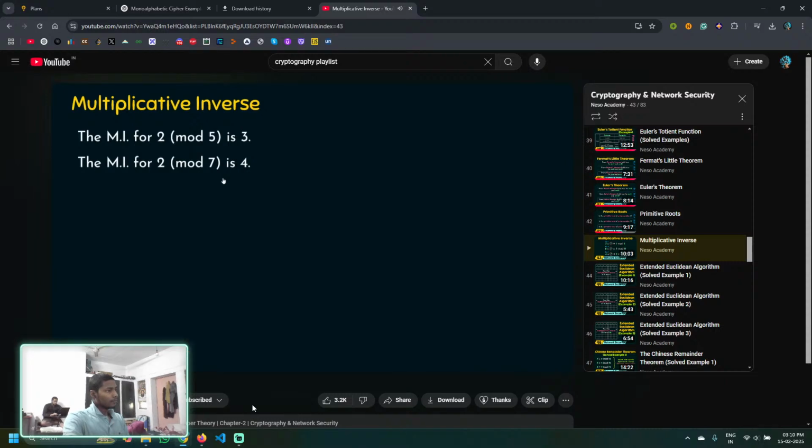Think if the numbers are big or the prime number is a big prime number. Then obviously you can't manually go and try this. Let's say if the multiplicative inverse is 40,095. Do you think manually trying from 1 to 40,095 is easy for you? So obviously we need some algorithms to help us find the multiplicative inverse easily. The algorithm is the extended Euclidean algorithm.